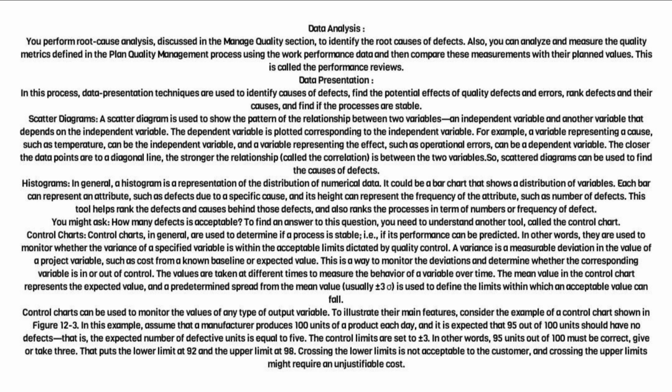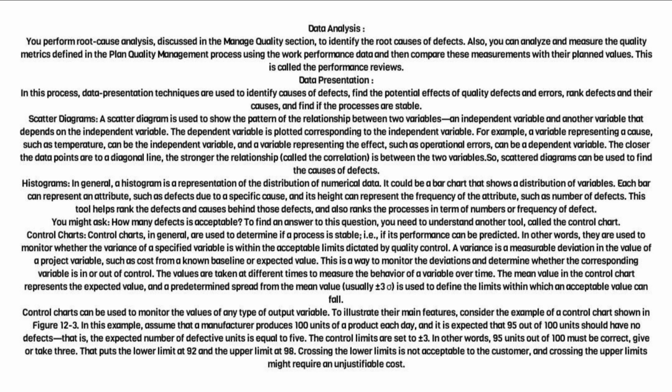Scatter diagrams. A scatter diagram is used to show the pattern of the relationship between two variables, an independent variable and another variable that depends on the independent variable. The dependent variable is plotted corresponding to the independent variable. For example, a variable representing a cause, such as temperature, can be the independent variable, and a variable representing the effect, such as operational errors, can be a dependent variable.